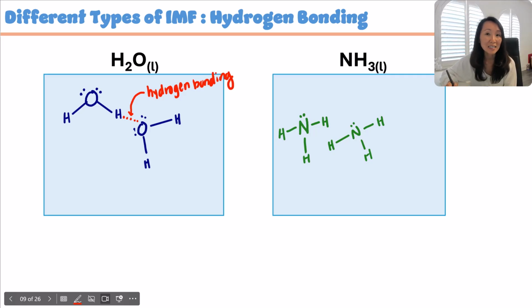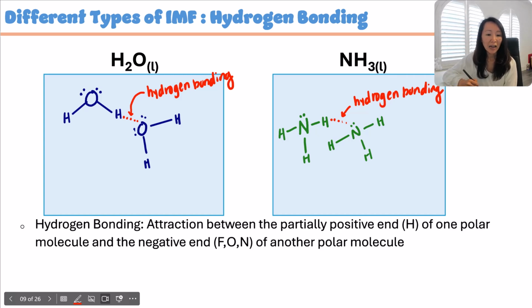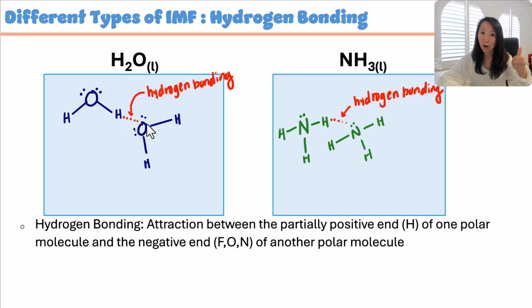This also exists in ammonia, right here, between this H and the nitrogen of the other molecule. And this is also called hydrogen bonding. So what is this hydrogen bonding? Hydrogen bonding is the attraction between the hydrogen of one molecule and either fluorine, oxygen, or nitrogen of the other molecule. Now, why is there even an attraction? Why not between a hydrogen and this hydrogen?